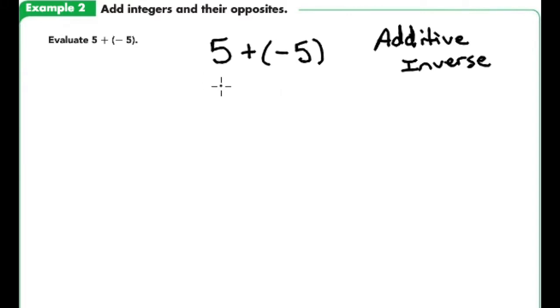To start this, we're going to start with our number chips. So to start, I'm going to start with 5 positive chips. And now I'm adding 5 negative chips to it. So I'm going to bring in 5 negatives.